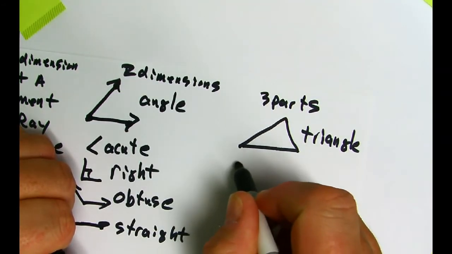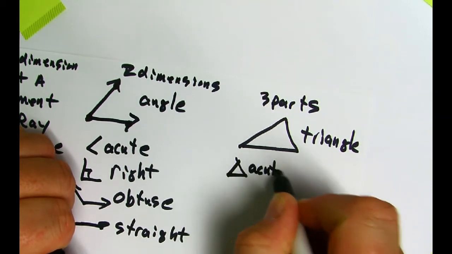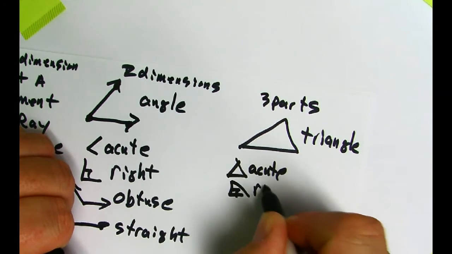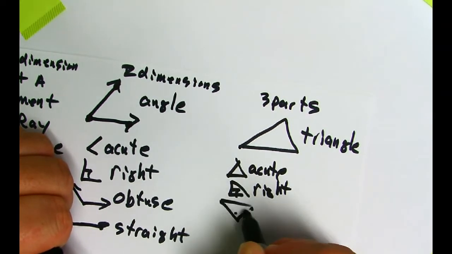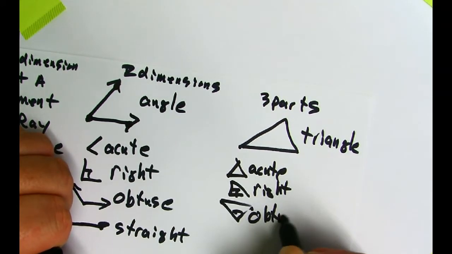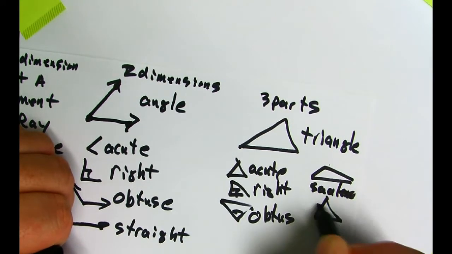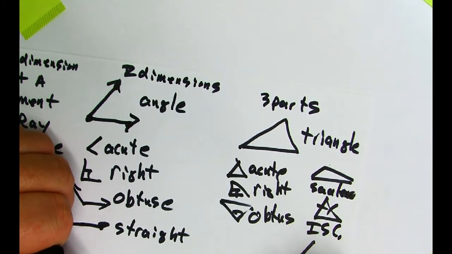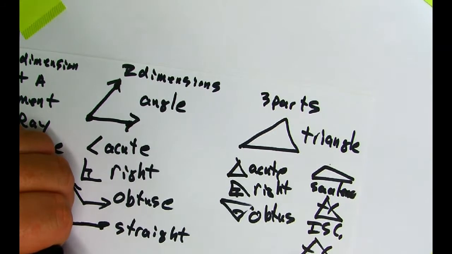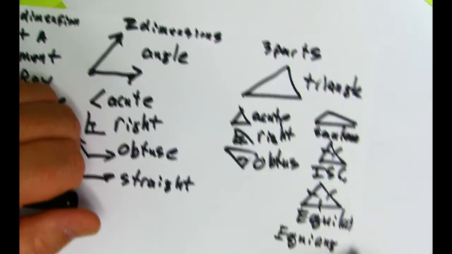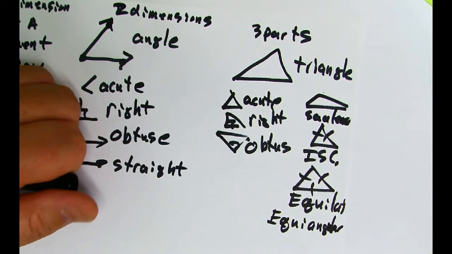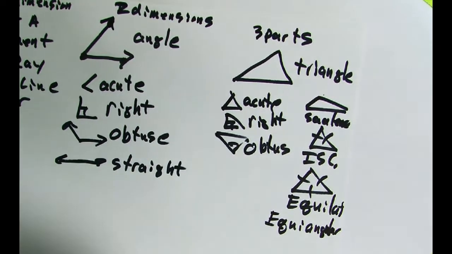So underneath triangles, we have triangles that have all small angles, so those are acute. Then we have right. Then we have obtuse, because we have an angle that is bigger than 90 degrees. And of course we have scalene. We also have isosceles, and we have equilateral. All of those we're already familiar with. And of course, equilateral is also equiangular.